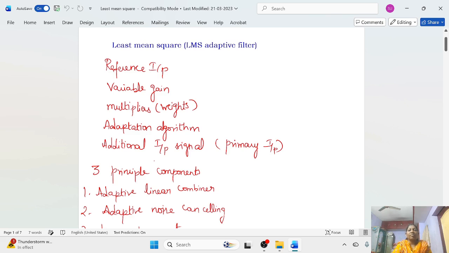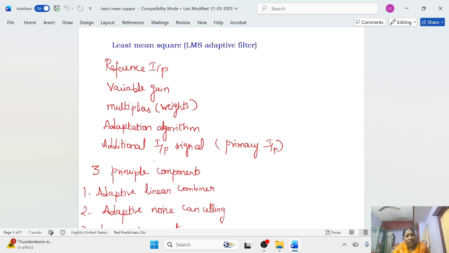Good morning, students. So today's class we are going to study about the least mean square adaptive filter. Before going to the LMS adaptive filter, first of all we will see what is an adaptive filter. An adaptive filter is a filter which automatically adjusts the weights according to the input signal. That is called an adaptive filter.